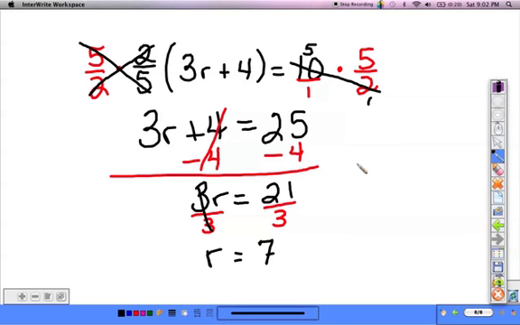Hope this makes a little more sense to you. The key to multi-step equations is organization. Get everything cleaned up, watch the signs, show your steps, don't try to do it all in your head, and keep it organized.